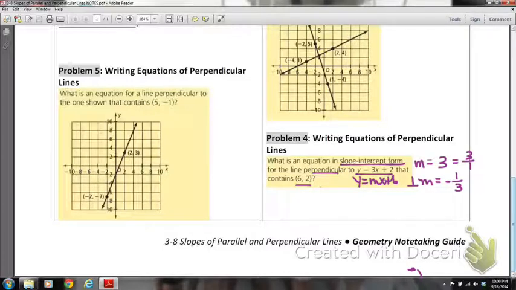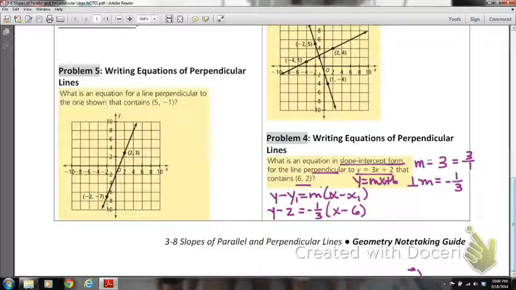So now we're going to plug this into the point slope form of a line. y minus y1 is equal to m times x minus x1. We're going to substitute in the point that we're given, 6, 2. So y minus 2 is our y value we're given. We're going to use the perpendicular slope, which is negative 1/3, and then x minus the x value we're given, which is 6 in the point.